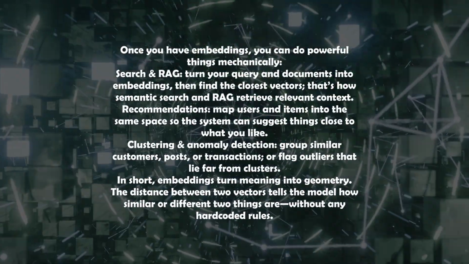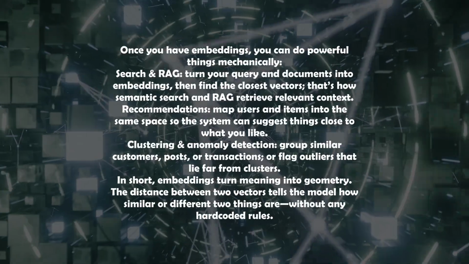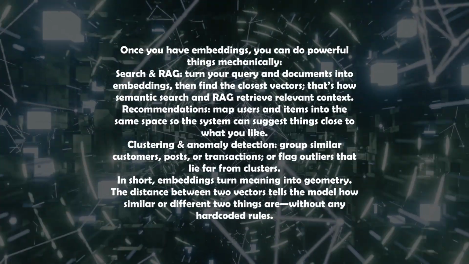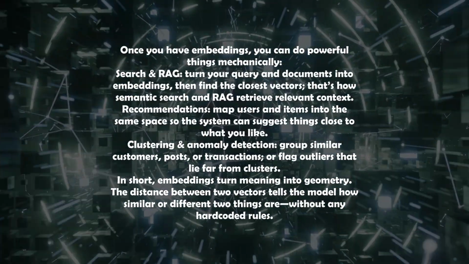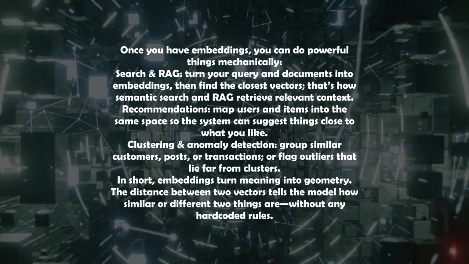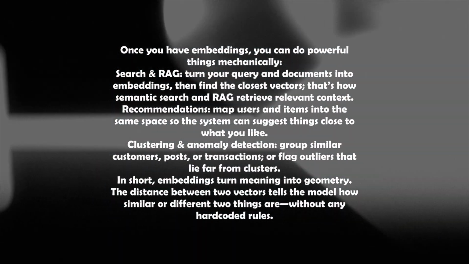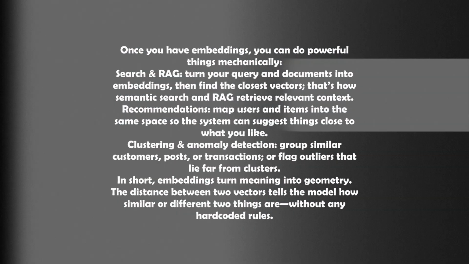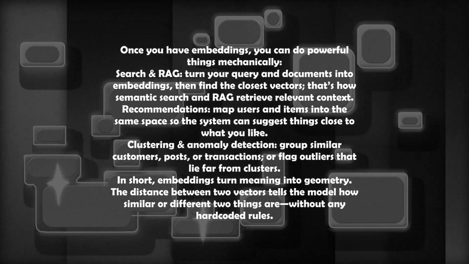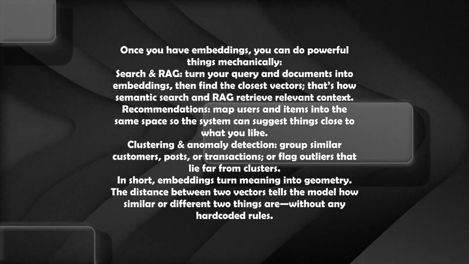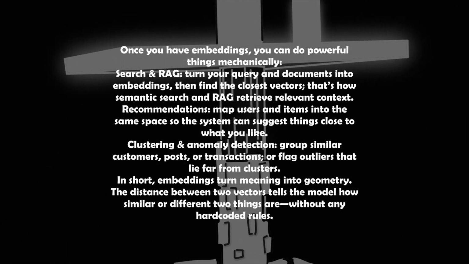Recommendations: map users and items into the same space so the system can suggest things close to what you love. Clustering and anomaly detection: group similar customers, posts, or transactions, or flag outliers that lie far from clusters. In short, embeddings turn meaning into geometry. Distance between two vectors tells the model how similar or different two things are without any hard-coded rules.